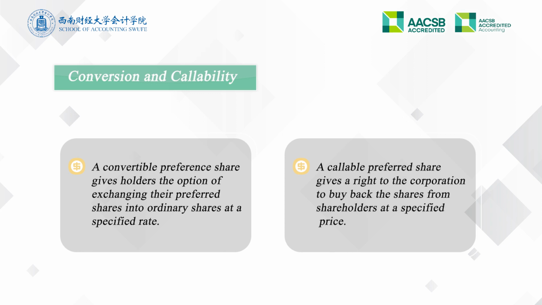A callable preferred share gives a right to the corporation to buy back the shares from shareholders at a specified price. This buyback action is also called callback. So we say this type of shares are callable preferred shares. When shares are called, the corporation needs to pay dividends in arrears to the preferred shareholders at first.